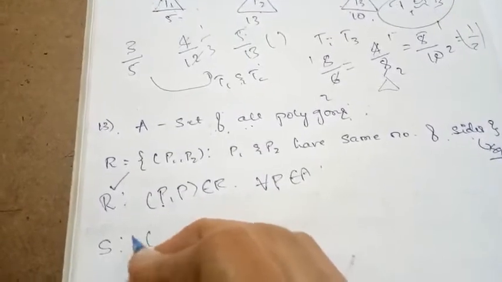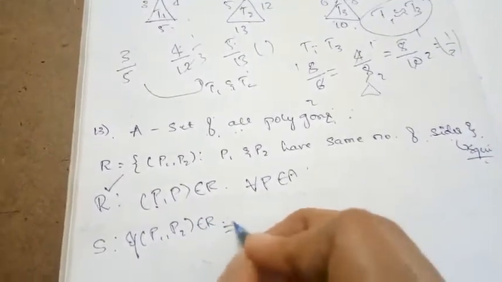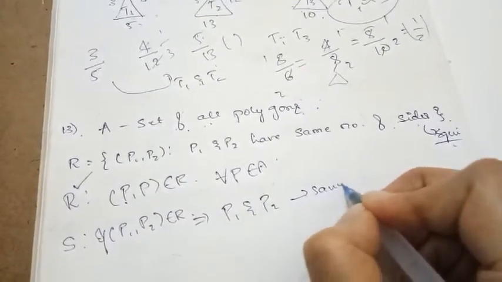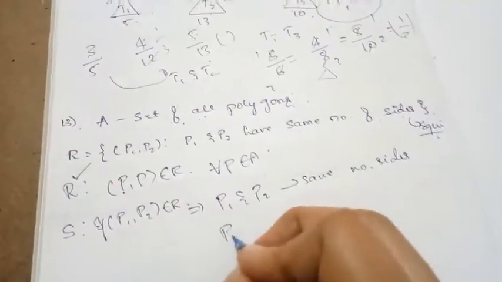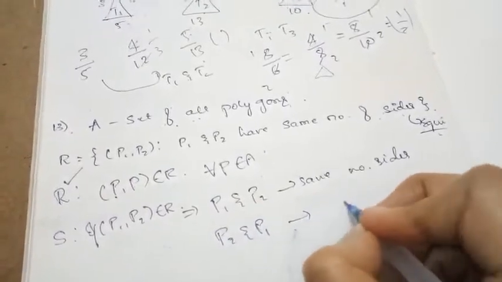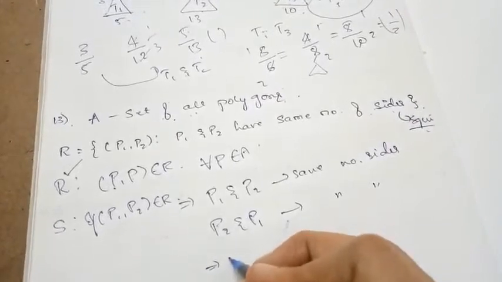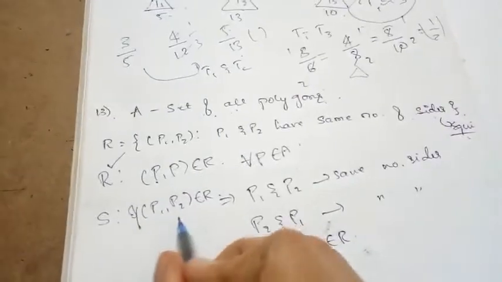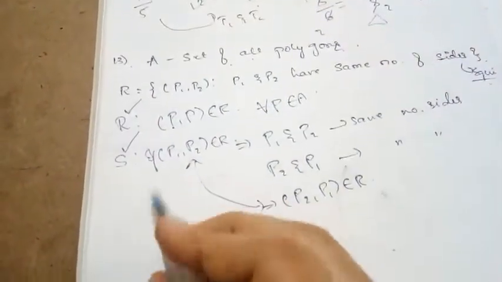Suppose P1 comma P2 belongs to the relation, what does that imply? P1 and P2 are having the same number of sides. So P1 and P2 having the same number of sides means P2 and P1 also have the same number of sides, which implies (P2, P1) belongs to the relation. So if (P1, P2) belongs to the relation, then (P2, P1) also belongs to the relation. So the given relation is a symmetric relation.